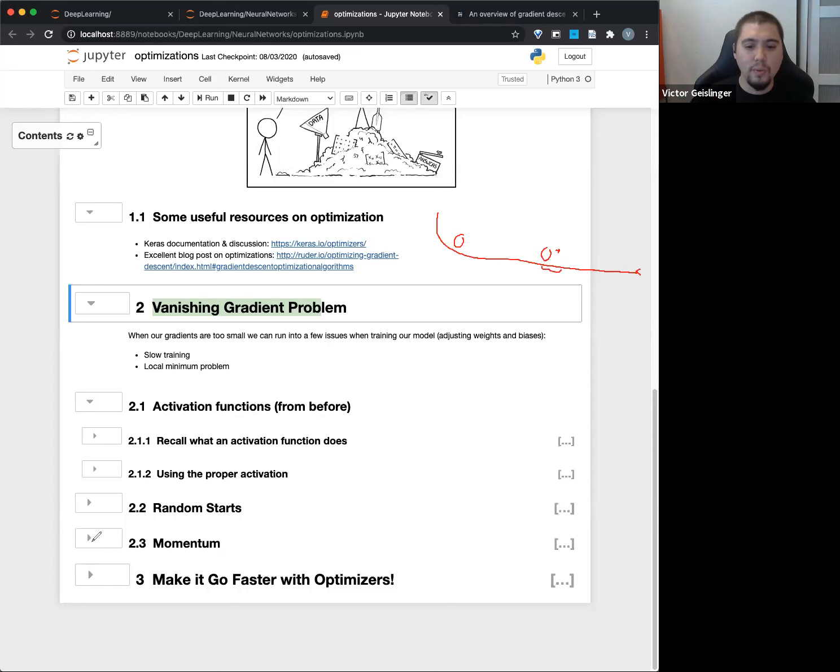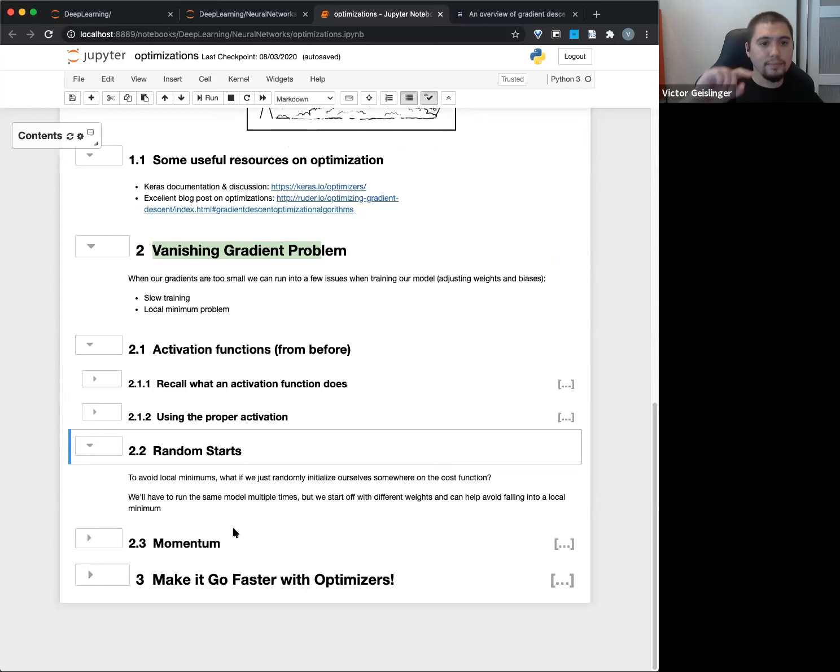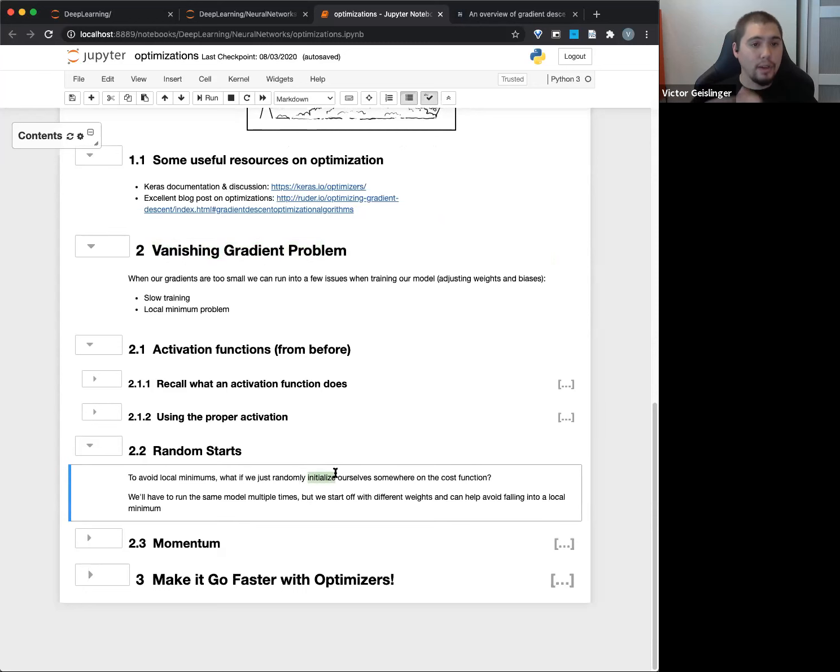So one solution is called random starts. As you might guess, you essentially just start it off at a random spot. To avoid what we call local minimums, where you get stuck in one spot, we initialize the weights and biases in different places on the cost function. You can imagine all the hilly valleys. That way, if we run the model multiple times, starting it in a random spot, we're more likely to find the real, or at least a better, local minimum than if we ran it once.